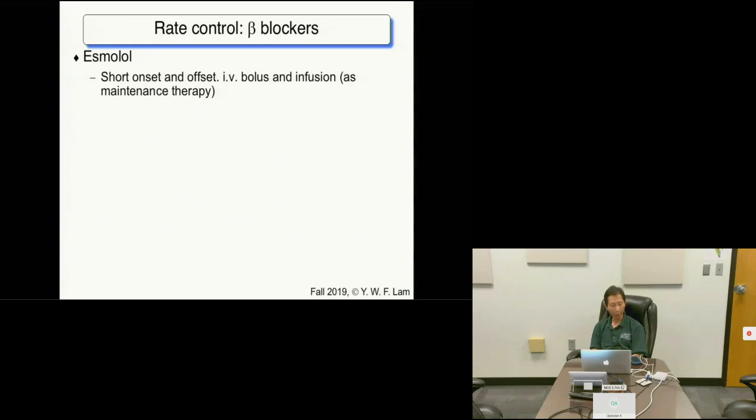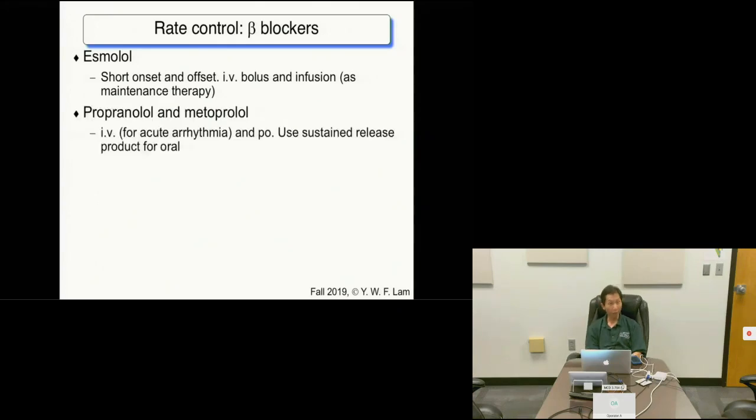And by the same token, having a short half-life means that it has a short offset of the pharmacological effect, so that now if you have a patient who all of a sudden becomes significantly hypotensive, then you can just turn off that esmolol infusion and the blood pressure would hopefully be normalized in a relatively short period of time. So having a drug that has a short half-life is advantageous from the standpoint of rapid onset of effect as well as rapid offset of effect, in case side effects happen that need to be taken care of.